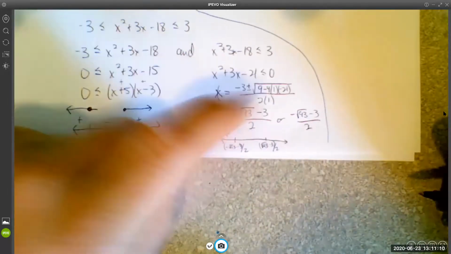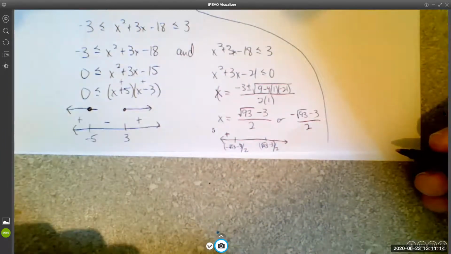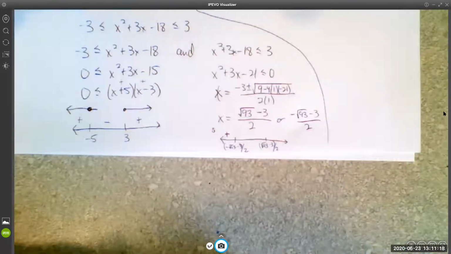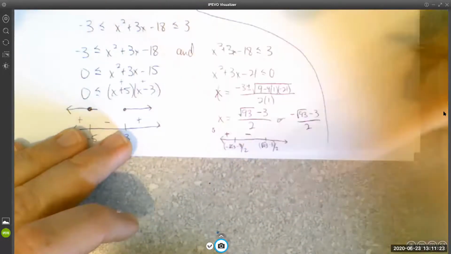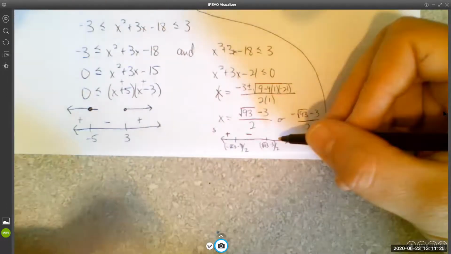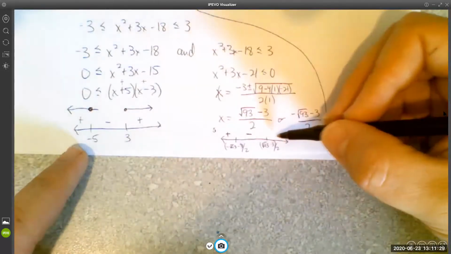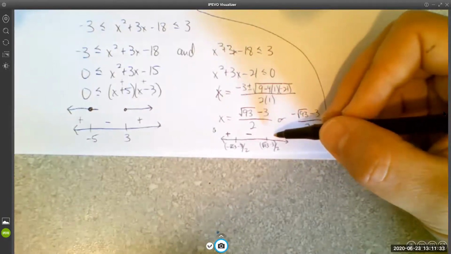If I plug in something between negative 6.3 and 3.3, like 0, I would get a negative 18, so it's negative in this region. Oh yeah, of course, that's right. Sorry, this was really bothering me, but no, of course that's right. And if I plug in something bigger than 3.3, like 4.